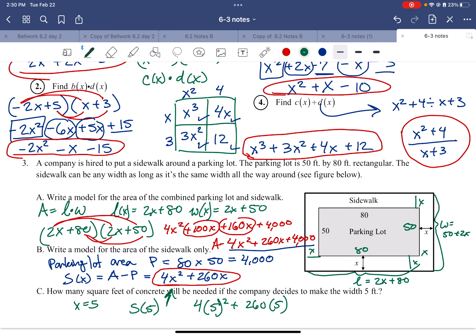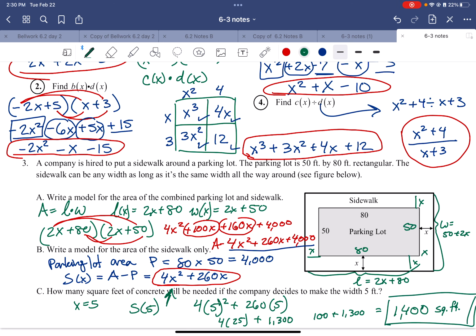All right, so 5 squared is 25, so 4 times 25 is 100, and 260 times 5 is going to be 1,300, so 100 plus 1,300 equals 1,400. It's a word problem, so let's answer in units: square feet. So that's how many square feet of concrete they need.